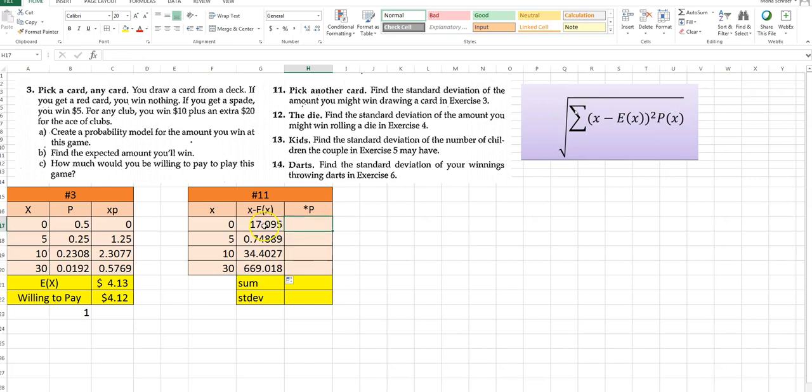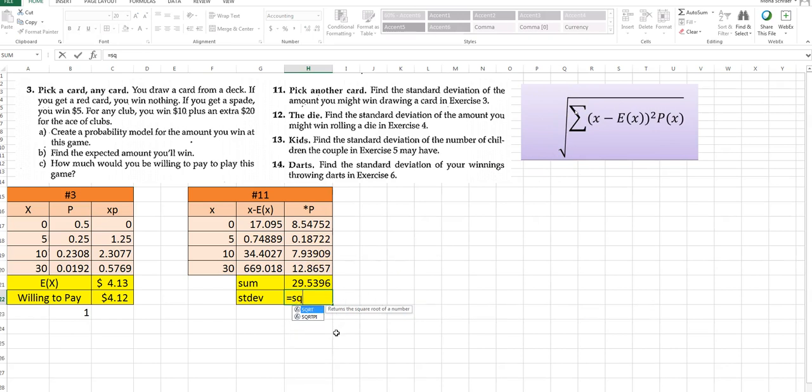And now I need to take this answer and I have to multiply it by p. So that's going to be equal that times, and my p is right here, 0.5. Enter. Now, since it's going to be the same all the way down, I can just autofill that all the way down. Then I do the summation here. So equals sum. I'll just add that all up. The last step to finding my standard deviation is the square root. So that's going to equal, square root is SQRT. You'll start to see it right there. Click on your reference cell, hit enter, and there is my answer.